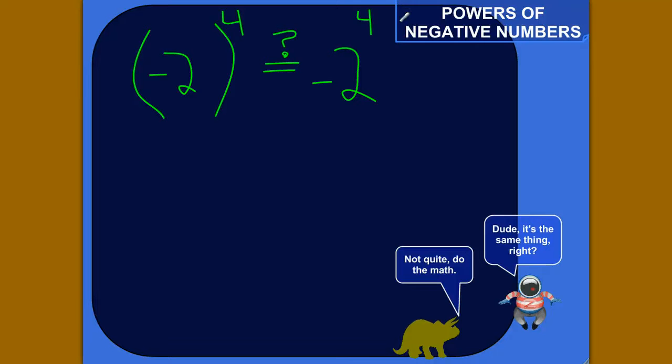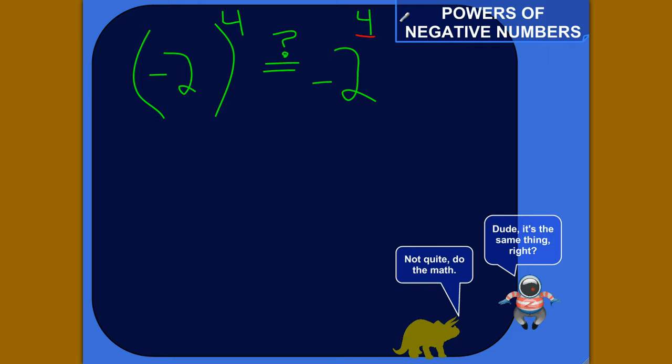So the question I have for you is: is negative 2 to the fourth, with parentheses around the negative 2, equal to negative 2 to the fourth without parentheses? The short answer to the question is no, it's not. The reason is the exponent only applies to what's immediately to the left of it.